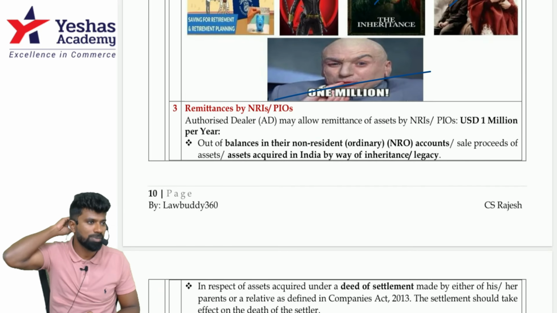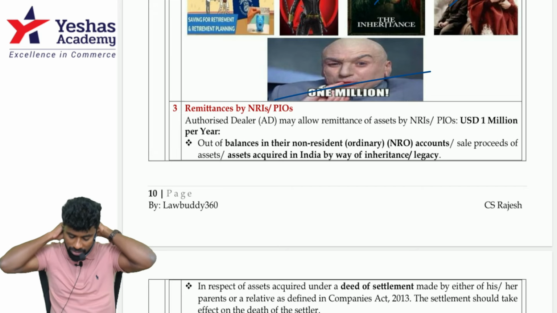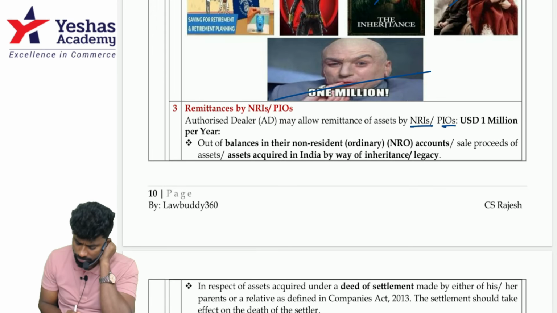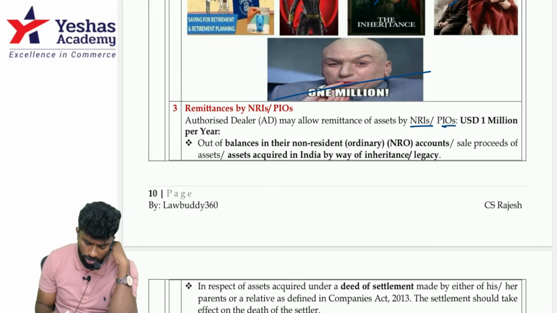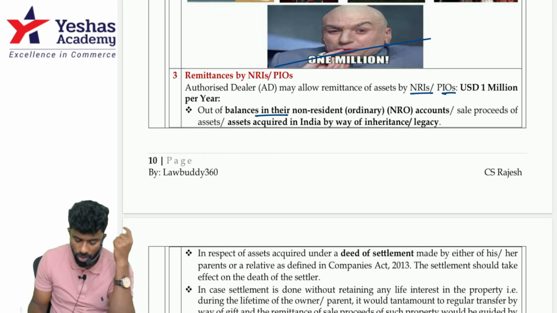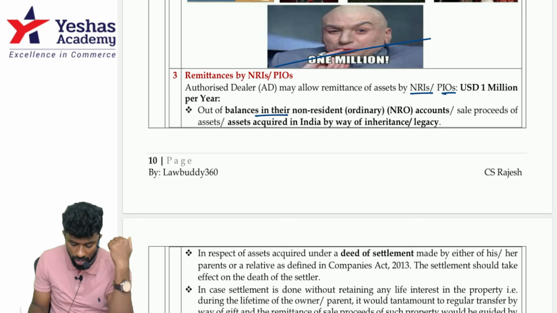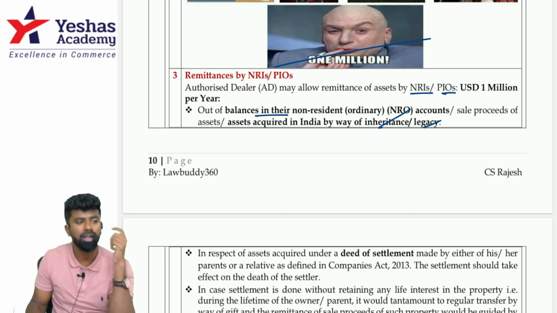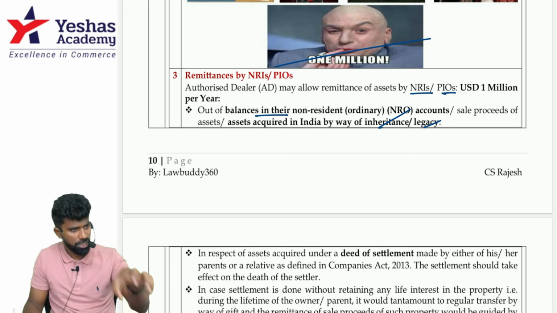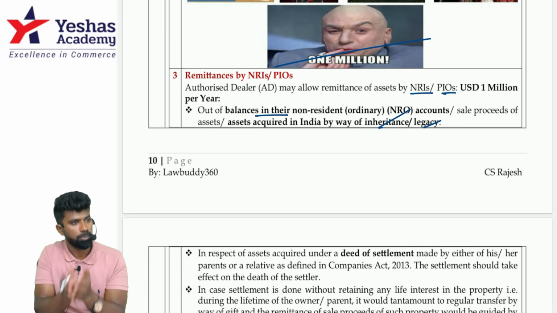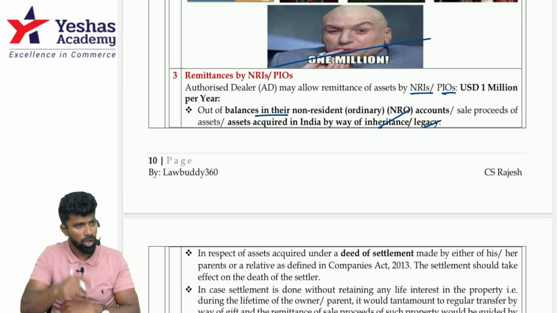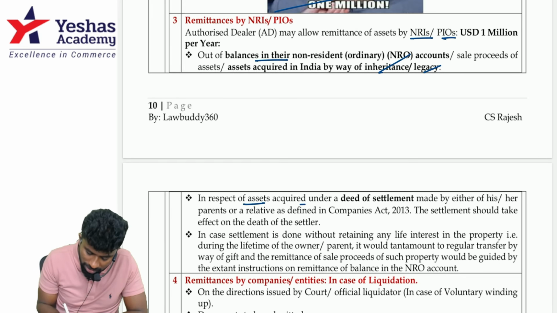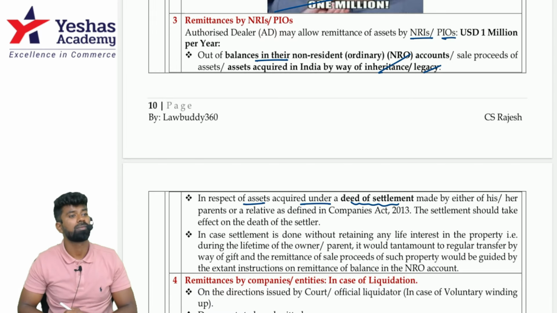Next one, remittance by NRIs and PIOs. Authorized dealers may allow remittance of assets by NRIs and PIOs up to 1 million out of balances in their non-resident NRO accounts, or sale proceeds of assets, or assets acquired in India by way of inheritance or legacy. They can remit the proceeds out of assets in India. Up to how much? 1 million. Next one, in respect of assets acquired under the deed of settlement.